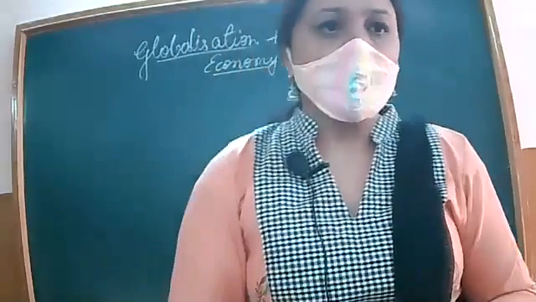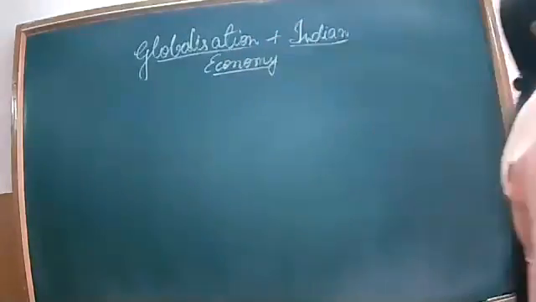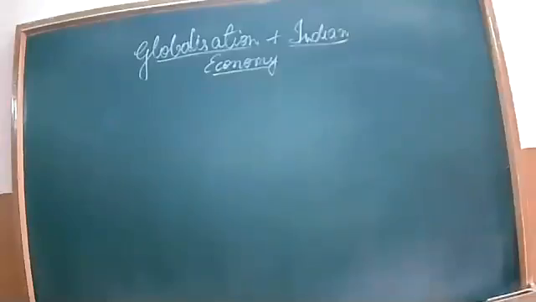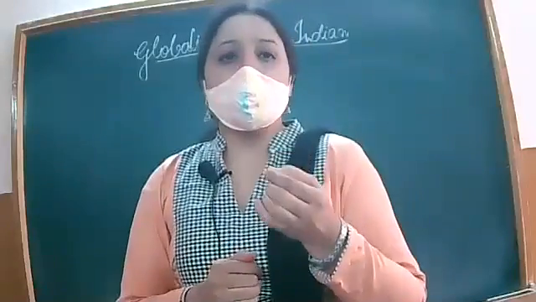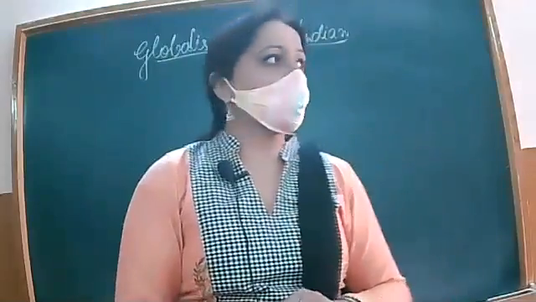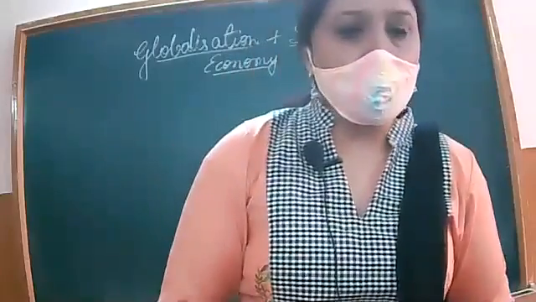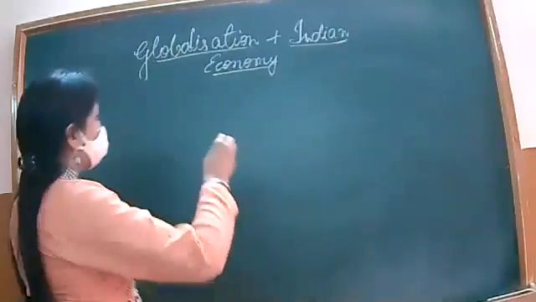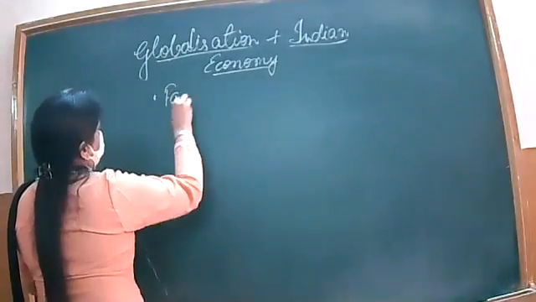So the next point which I'm going to elaborate is the factors that affect globalization. Factors which are responsible for globalization, or we can say how globalization is taking place. Which factors are responsible for making this process of globalization a success? There are basically two factors due to which this process has become a success.